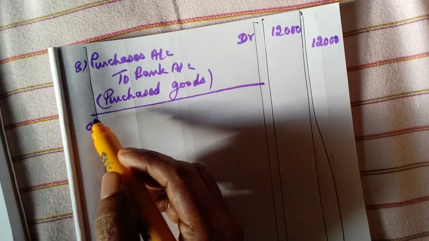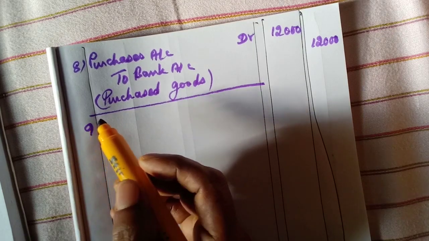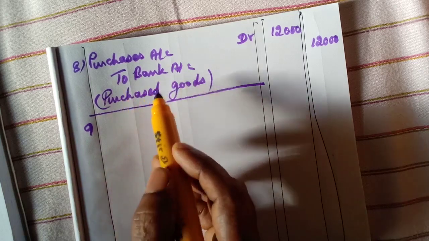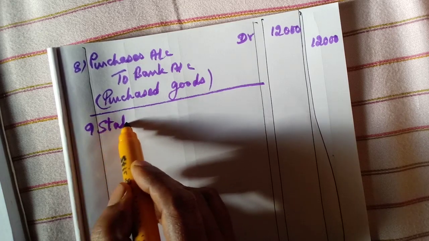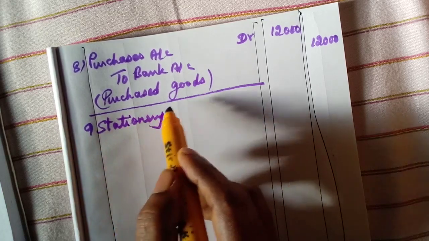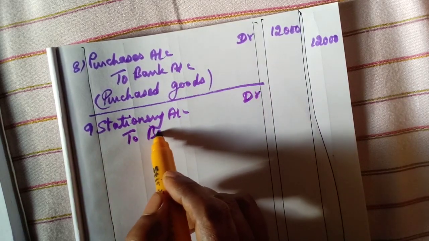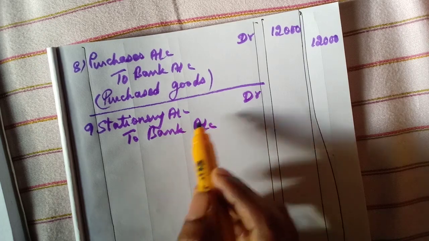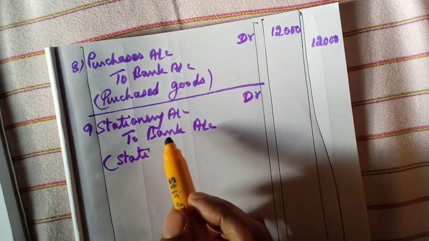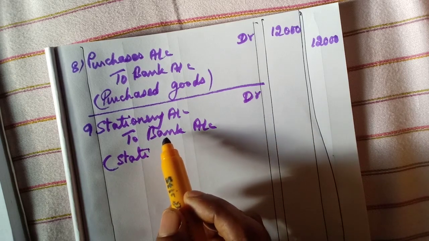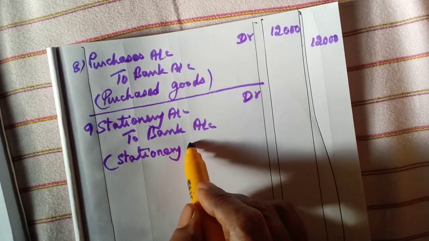Then the ninth one, stationery purchased and paid through net banking. It is also a banking transaction. So the giver is the bank, so we need to credit. That expense is stationery. So stationery account debtor to bank account. Stationery purchased. Here you should not write purchases. Understand? It is not purchasing goods. It is stationery, office expenses.